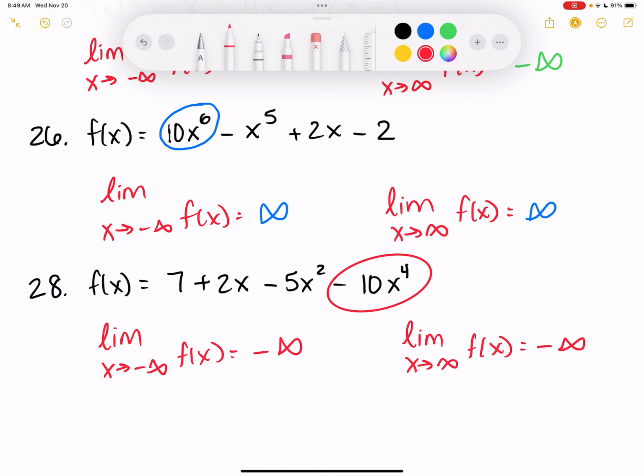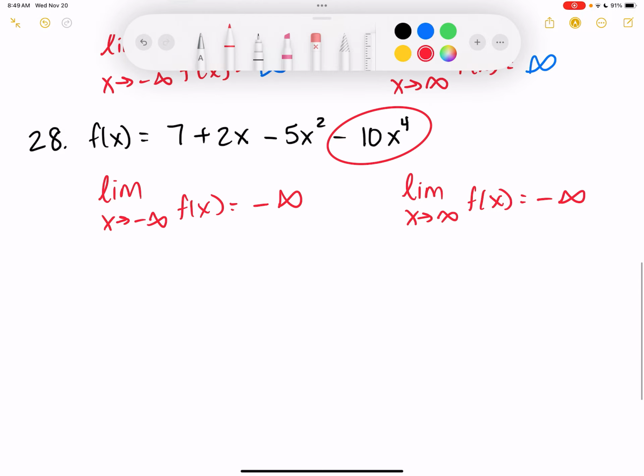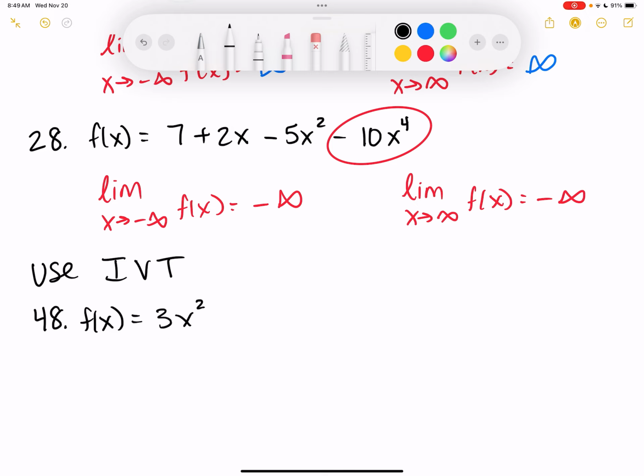So the next stuff in here says to use the intermediate value theorem to show that each polynomial function has a real zero between the numbers given. Okay, so using the intermediate value theorem, IVT, number 48, f of x equals 3x squared minus x minus 4, and the numbers are 1 and 2.